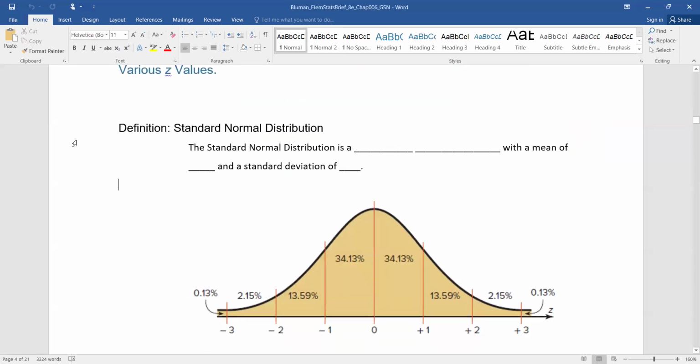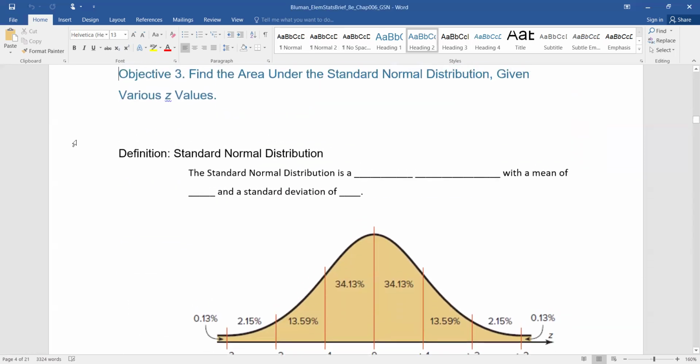All right, in our third objective here, we're going to find the area under the standard normal distribution given various z values. A z value is just how many standard deviations from the mean you are, and then you can calculate what the percentage of that data should be.